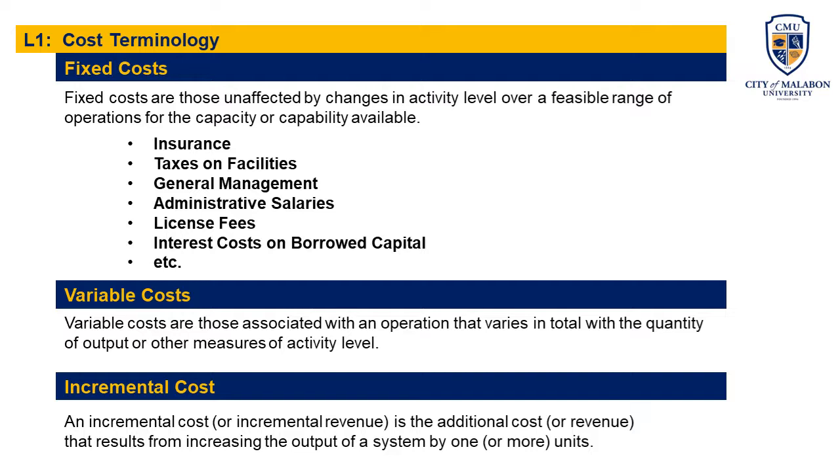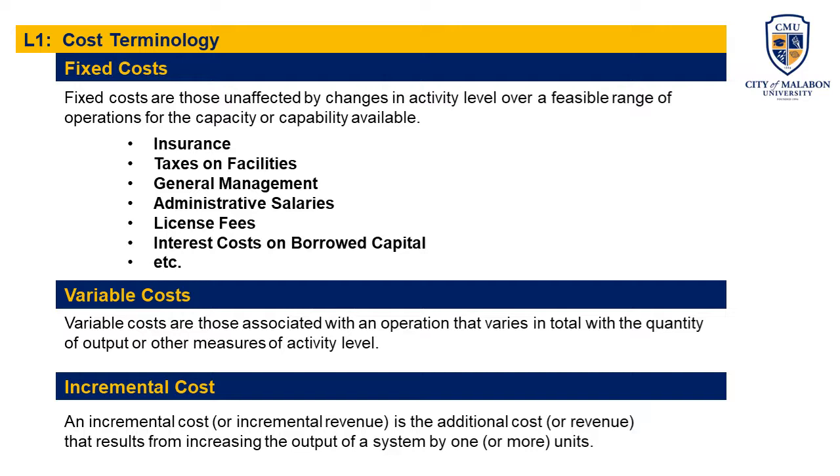On the other hand, variable costs are those associated with an operation that varies in total with the quantity of output or other measures of activity level. For example, the cost of material and labor we use to make a product or supply services are variable costs because they vary in total with the number of output units, even though the costs per unit stay the same. So that's the difference between the fixed costs and the variable costs.